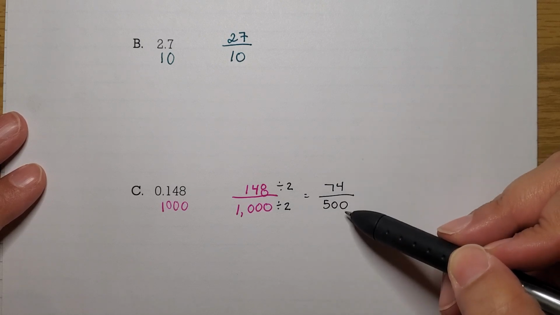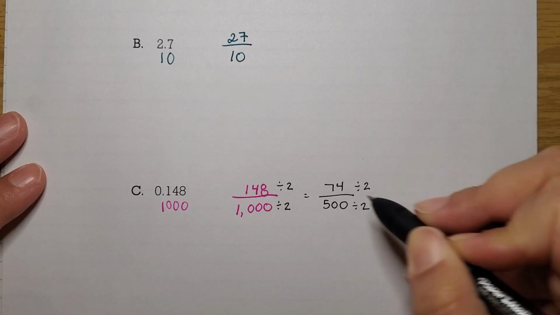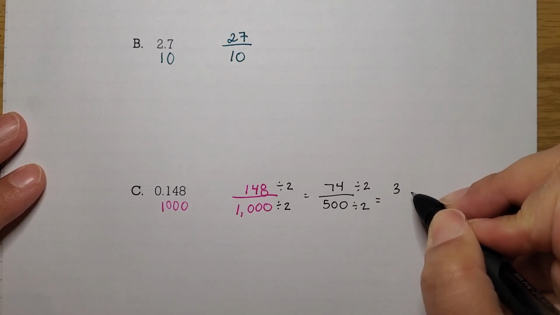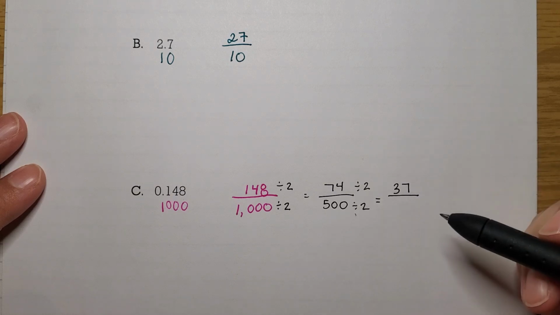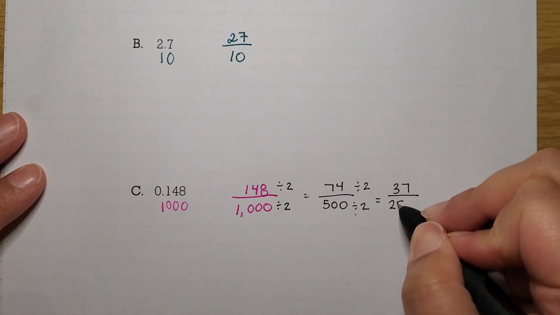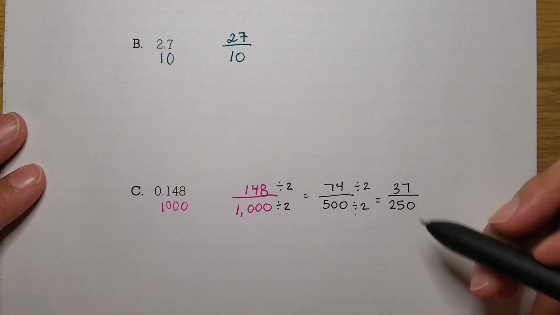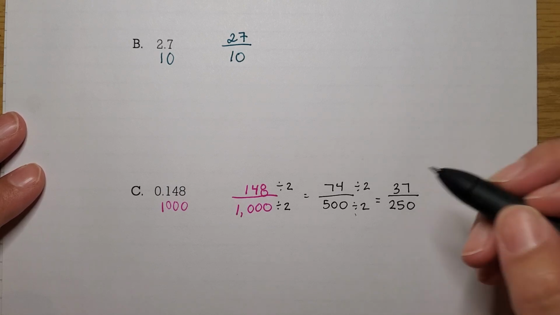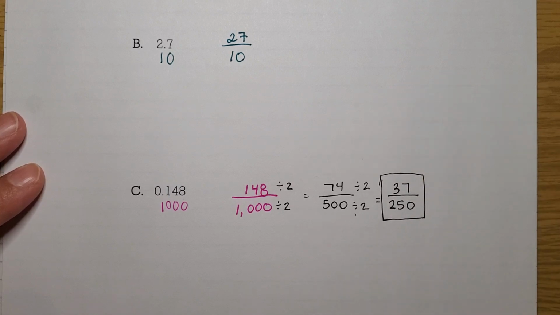Both of these numbers are also even, so I can divide out another 2. Let's see, that's going to give me a 37. And when I divide 500 by 2, that gets me 250. 37 is prime, and it's not going to go into 250, so this is going to be our fraction in simplest form.